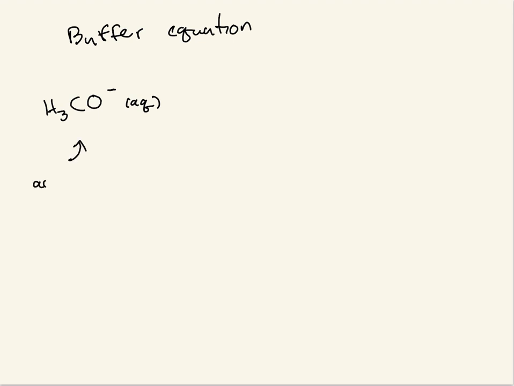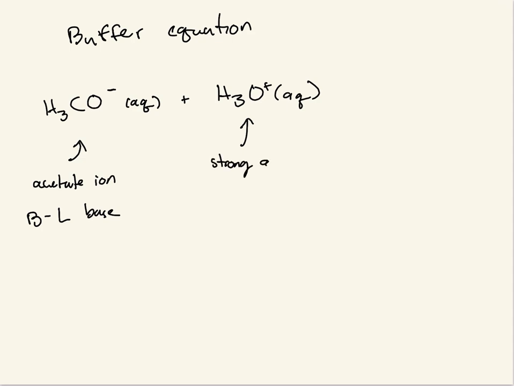Okay, so how a buffer works is, let's say we have acetate, H3CCO2 minus in solution, right? Acetate ion. This is our Bronsted-Lowry base because it's a proton acceptor. And you add acid to solution. So strong acid added to solution.